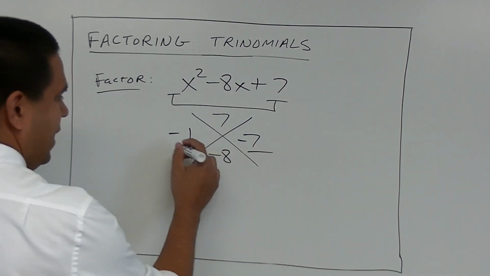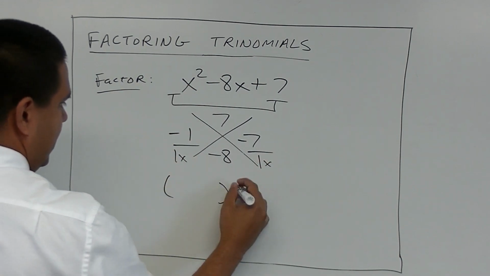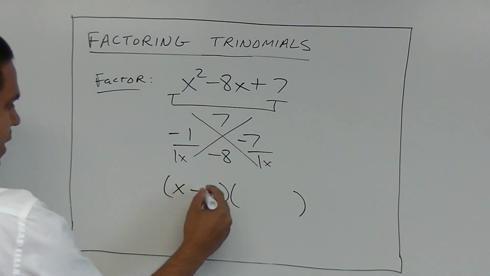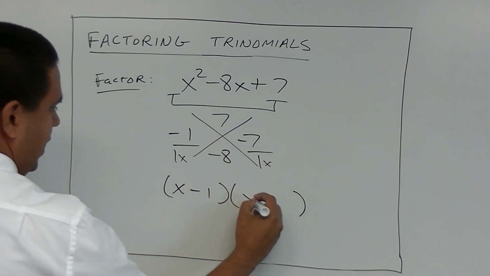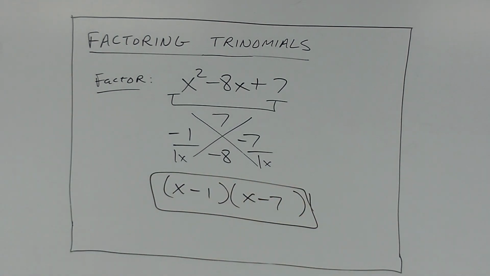And then we divide by 1. And then if you knock the fractions over, x minus 1, x minus 7. That's it. That's how you factor trinomials.